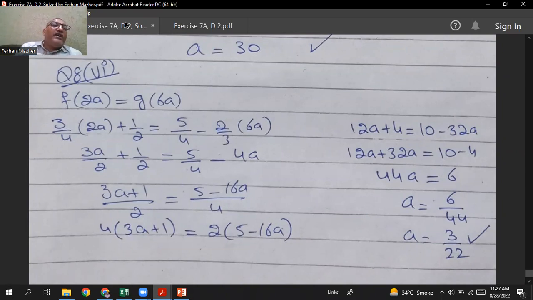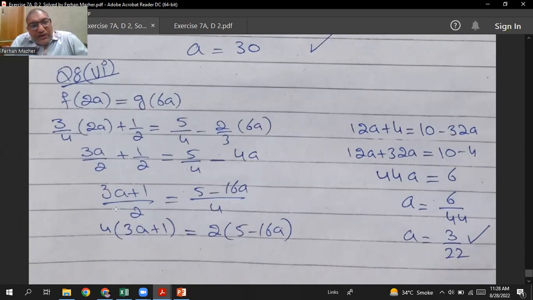So 3 into 2a divided by 4 plus 1 by 2 is equal to 5 by 4 minus 2 into 6a divided by 3. So you will have 3a by 2 plus 1 by 2 equals 5 by 4 minus 4a. So take the LCM on this side. The LCM is 2. So 3a plus 1, whole thing divided by 2, is equal to, take the LCM on the right side also, so you will have 5 minus 16a divided by 4.